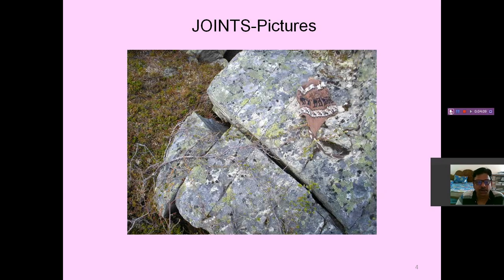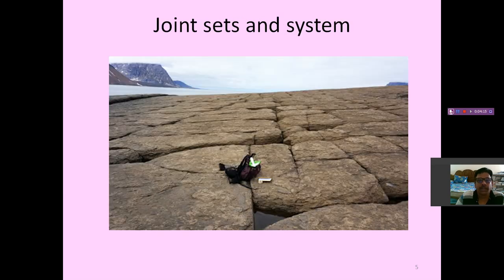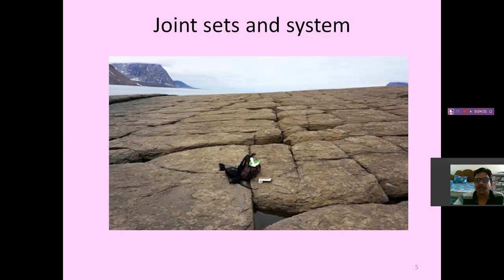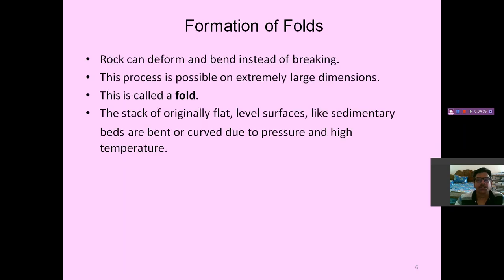This word system of joints and joint set, in multiple choice questions you may get, I have also given it in your examination. Like here, joint set and system, one more. Like you can take anything, like this is one joint, this is one joint, and all these are parallel and crisscross also. Some more joint set is breaking them. It is known as joint system. Now this is the end of joints.